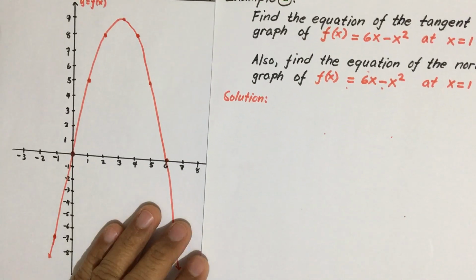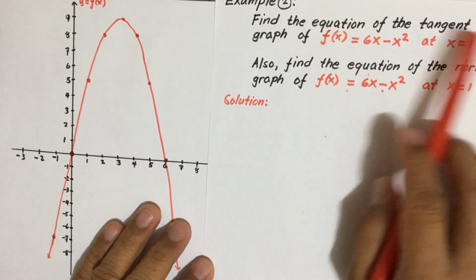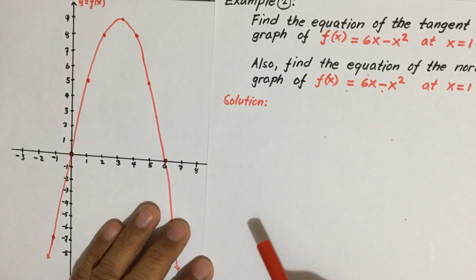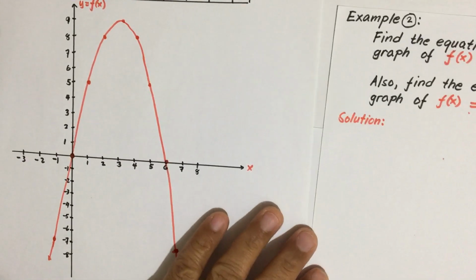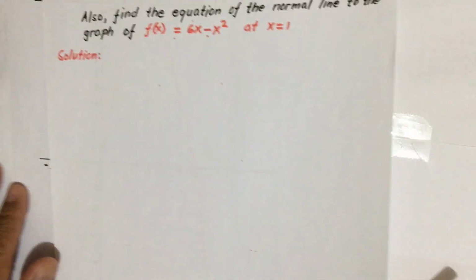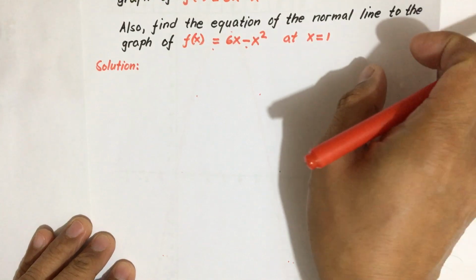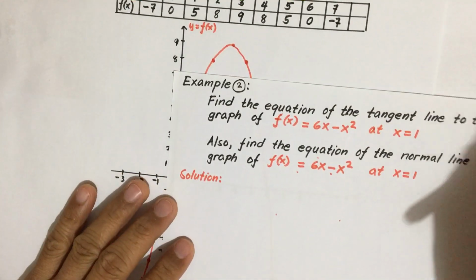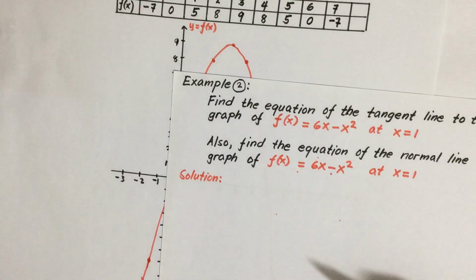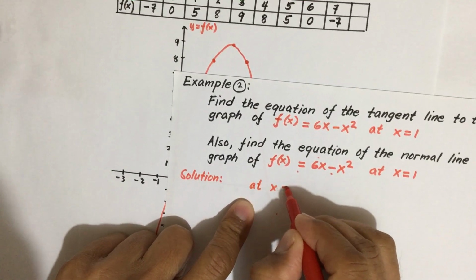So we are asked to find the equation of the tangent line to the graph of f of x at x equal to 1. So our solution here, first we need to look at where the point is that the line is tangent to in our graph. So we have to solve for the value of the function at x equal to 1.